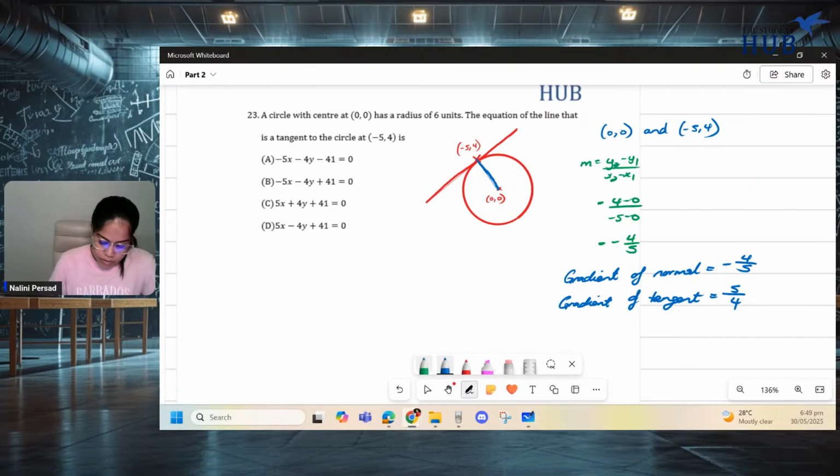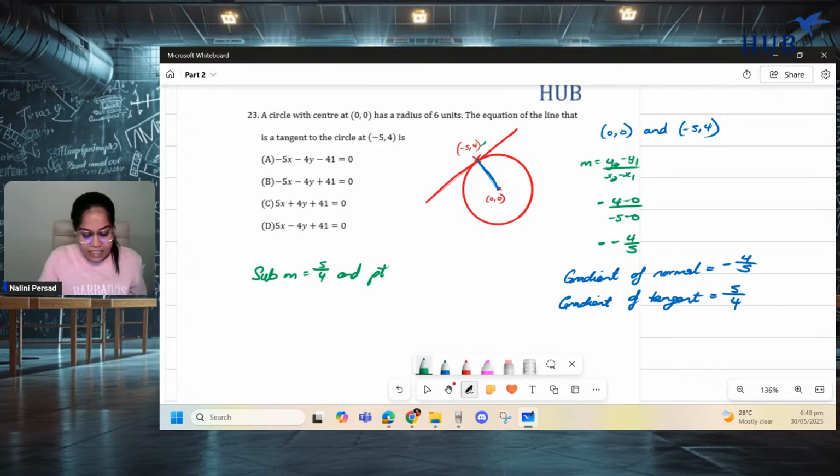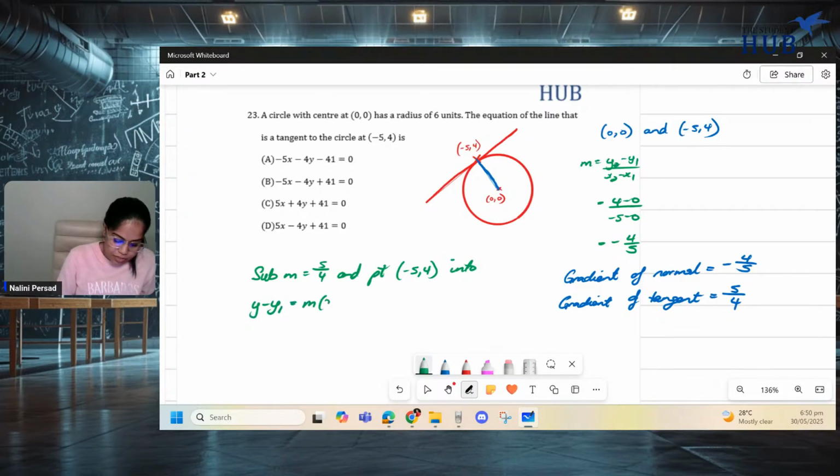So we're going to substitute the gradient as 5/4. And not this point, that point is not on the line. This point, negative 5, 4, we're going to substitute into what we call the point slope form. Right, that's your point slope form. So y minus y1 equals m into x minus x1.